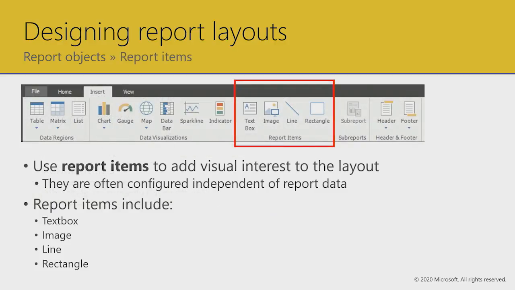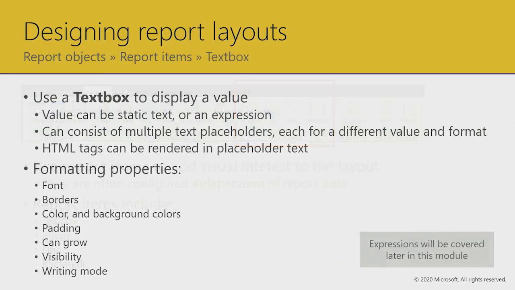That's true. So let's focus on this group that you'll find on the Insert Ribbon tab known as the report items. They are the text box, the image, the line, and rectangle. And they can be added to your page, and they can be independent of data that's retrieved from your data sources. The text box is the most commonly used object in a report design.